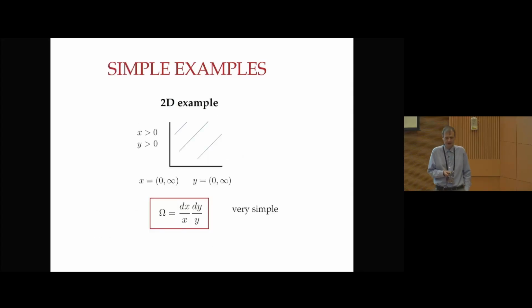So let's do a two-dimensional example. The simple example is a positive quadrant. So x and y run from 0 to infinity. x and y are positive. And the d-log form, so this is the positive geometry, and the d-log form is very simple. It's just dx over x and dy over y.